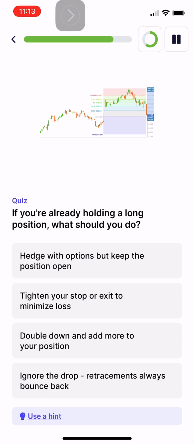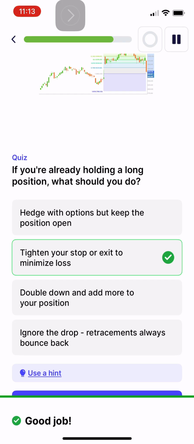Hedge with options but keep the position open. Tighten your stop or exit to minimize loss. Double down and add more to your position. Ignore the drop. Yes, you're right.